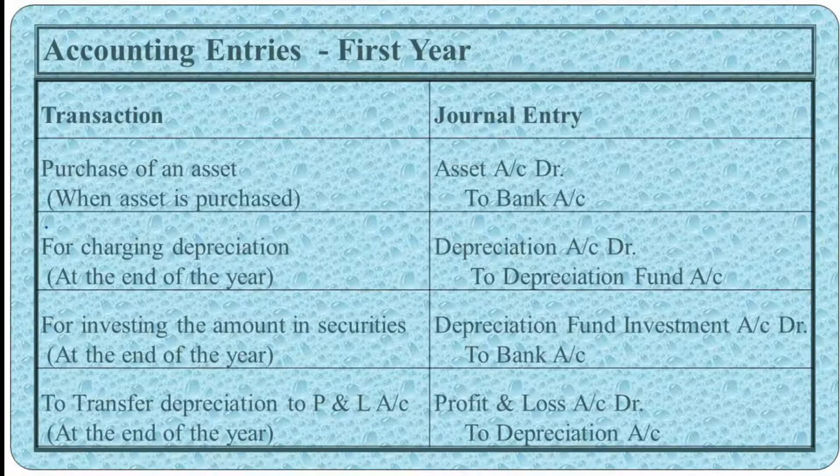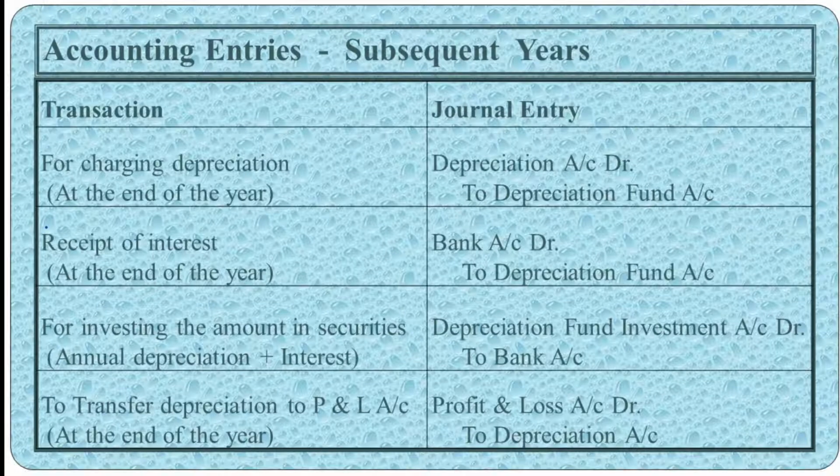At the end of the first year, when accounts are closed, depreciation account being a nominal account is closed by transferring the balance to profit and loss account. The entry for the same is profit and loss account debit to depreciation account.